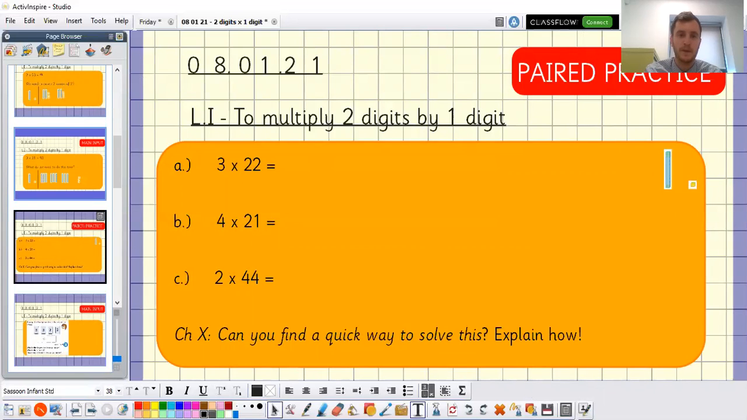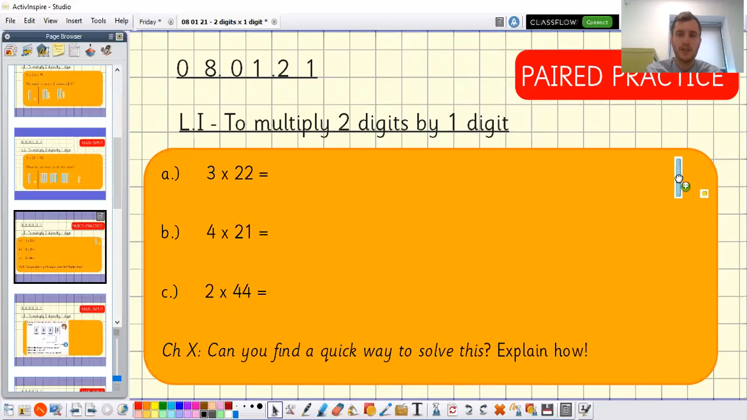Bear with me. First of all, 3 groups of 22. So I need to make 2 10s and 2 1s. There is my first group of 22. Again, I've separated the 10s and the 1s to help me count them afterwards. Right, 3 groups. So here's my second group of 22.